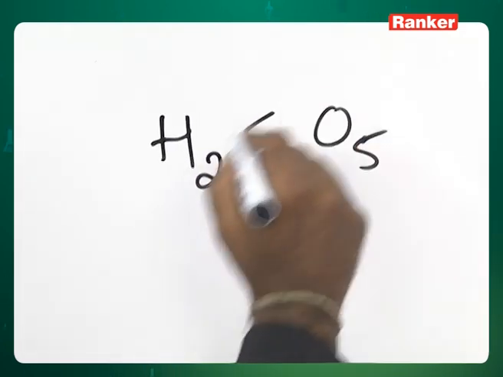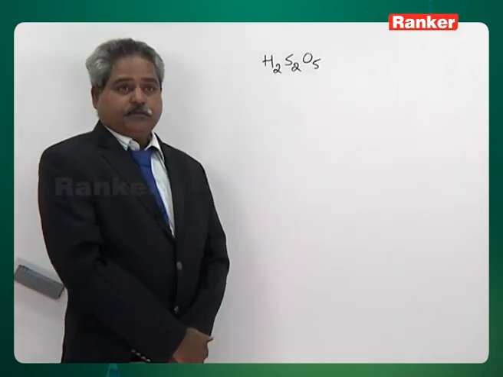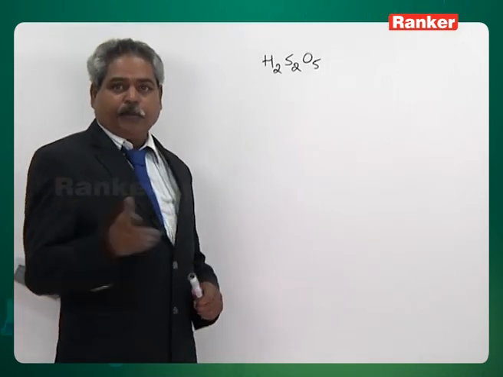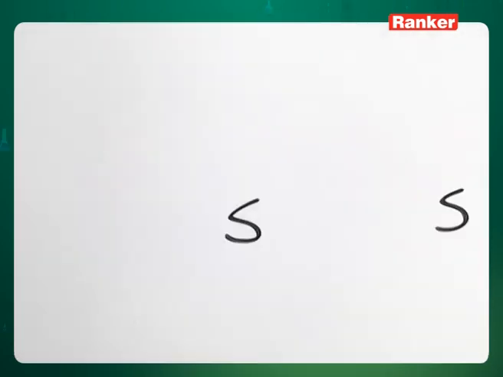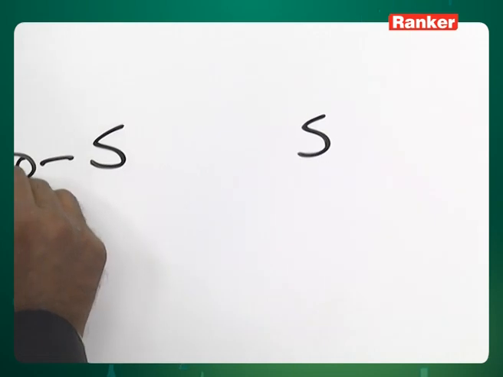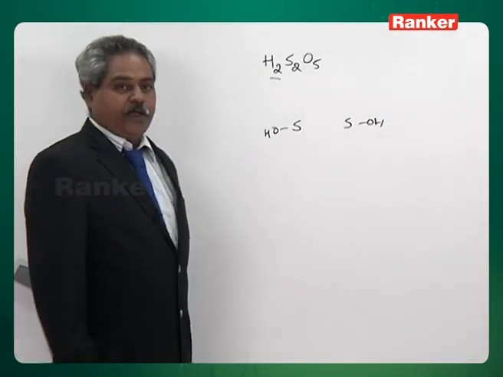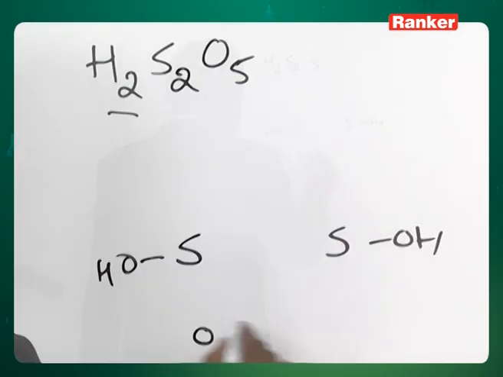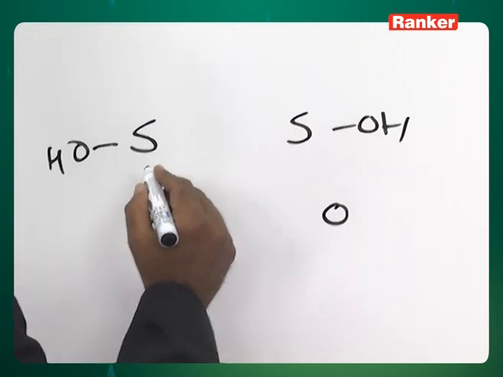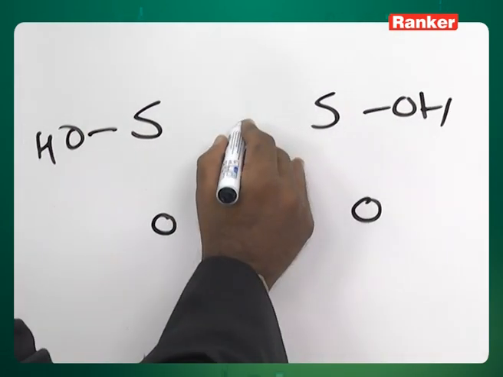H2S2O5. A very peculiar case, H2S2O5. Very interesting as well. You apply the generalization. 2 sulfurs, 2 OH distribute equally. 2 hydrogens, 2 OH distribute equally. You have 5 oxygens. 1, 2. You already used 2 of them. 3. 3rd one in the middle.